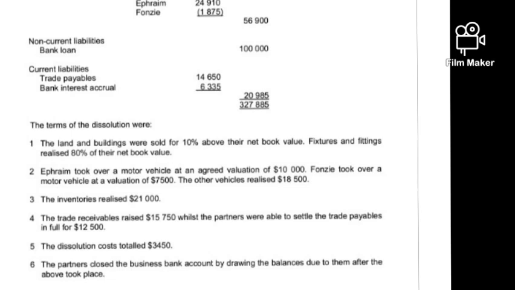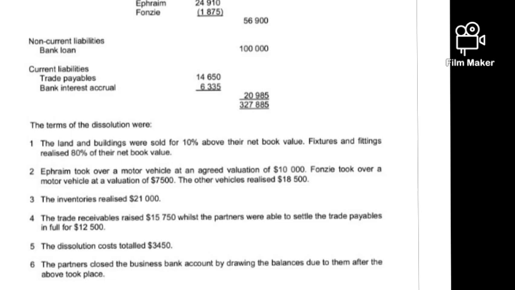Number 2, Ephraim took over a motor vehicle at an agreed valuation of 10,000. Fonzie took over a motor vehicle at an agreed valuation of 7,500. The other vehicles realized 18,500. Number 3, the inventories realized 21,000. Number 4, trade receivables raised 15,750, whilst the partners were able to settle trade payables in full for 12,500.